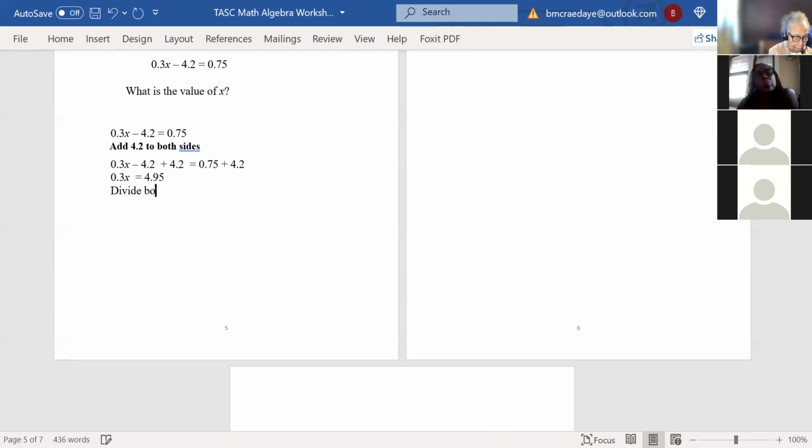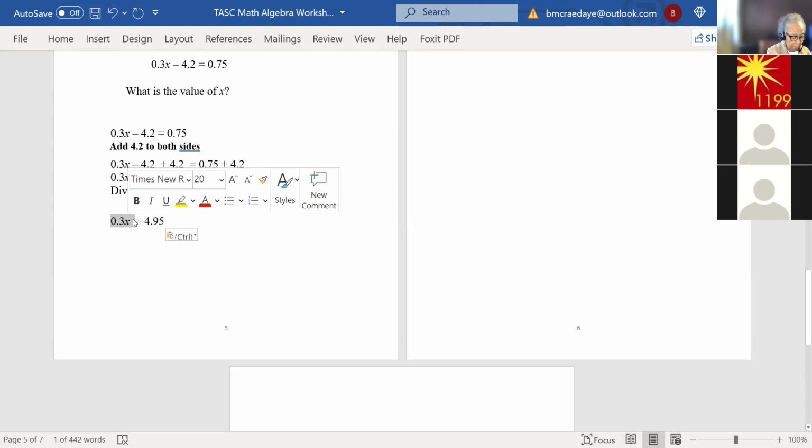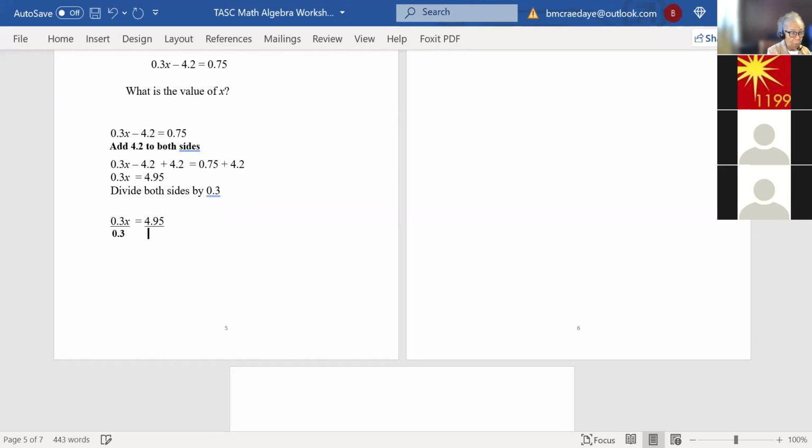Okay, divide both sides by 0.3. Let's just do that. Let's just take our equation. Okay, here we go. And put divide by 0.3 on both sides. Okay. So this is the left side and the right side. Let's put our 0.3 here, 0.3 on the left and 0.3 on the right.